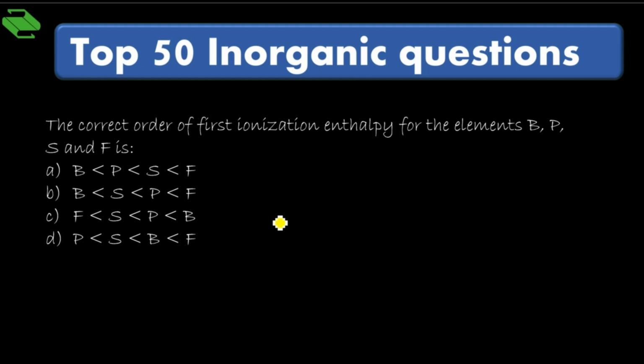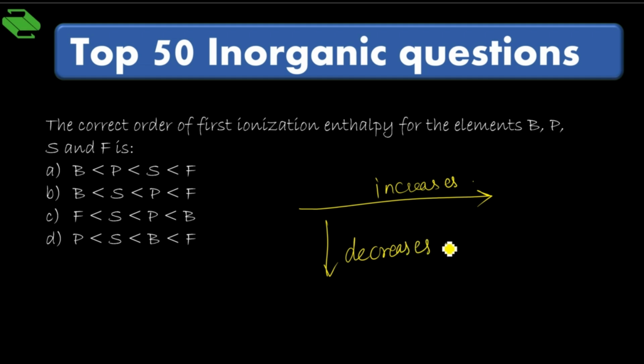Then which is the correct order of ionization enthalpy of boron, phosphorus, sulfur and fluorine? So ionization enthalpy, what will happen? It increases from left to right in the period, correct, because of effective nuclear charge, and decreases down the group. So by considering this, can you tell me what would be the answer to this question? Right, you can just put the ionization enthalpy and tell me the order.